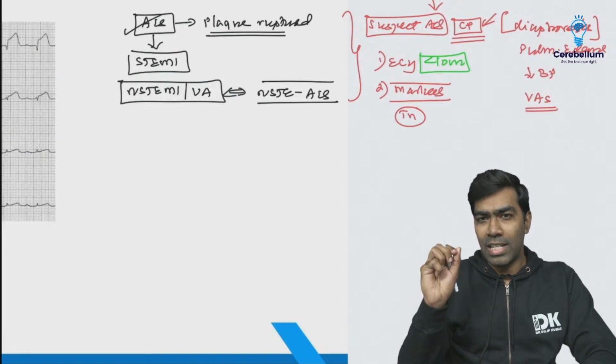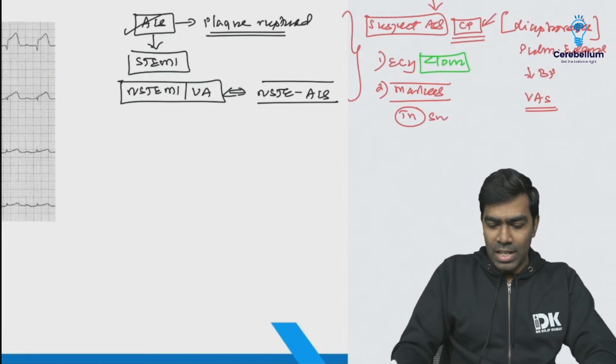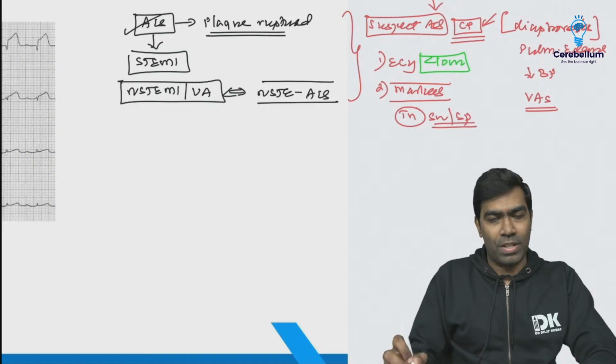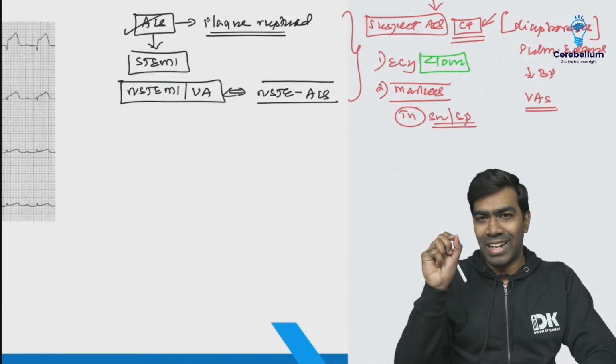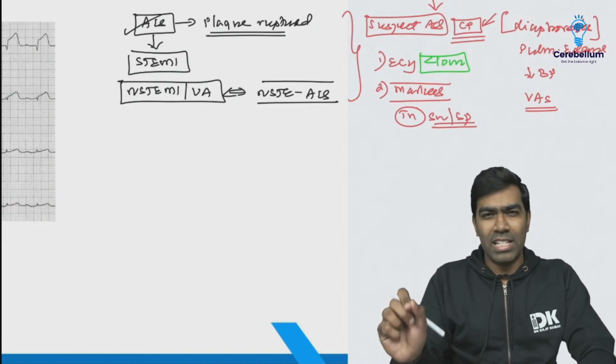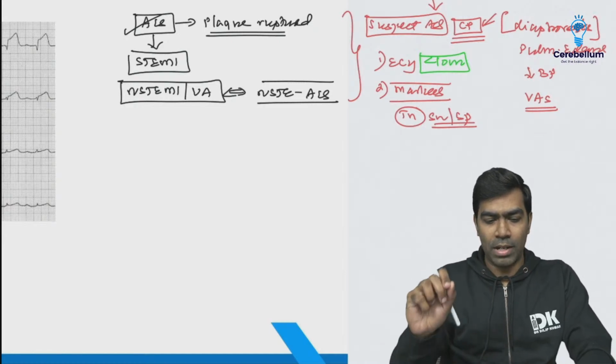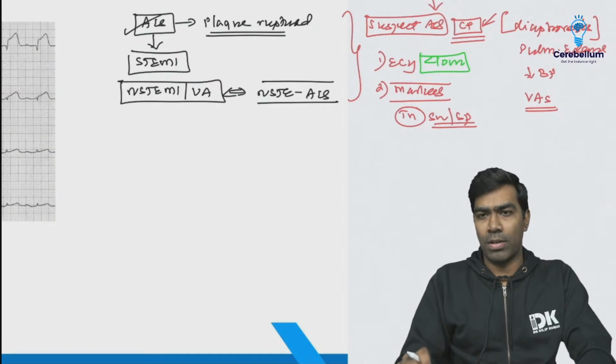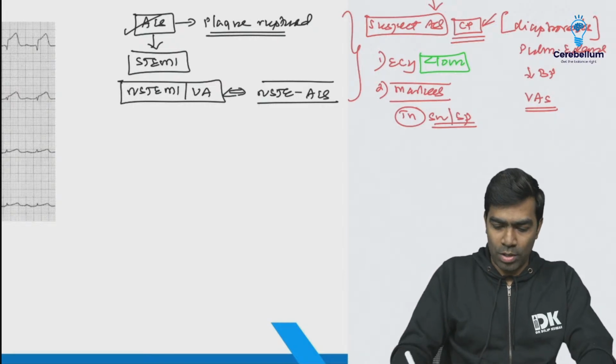Because troponin is the most sensitive as well as the most specific investigation as far as the current practice is concerned. So if you are suspecting ACS or any chest pain for that matter, if you are doing a cardiac biomarker, it has to be troponin. No matter what, it has to be troponin.